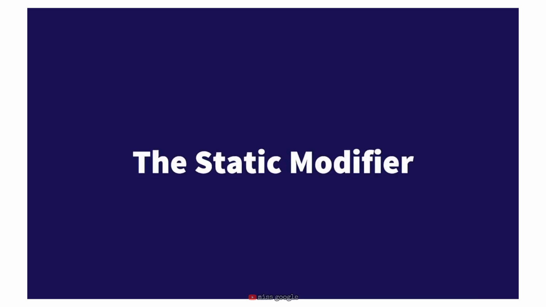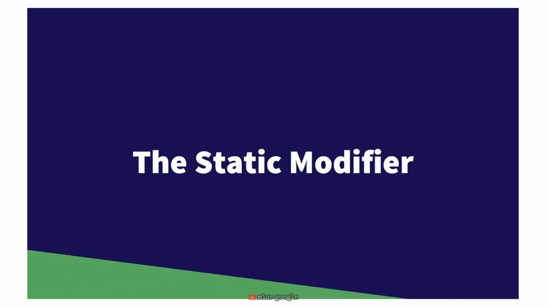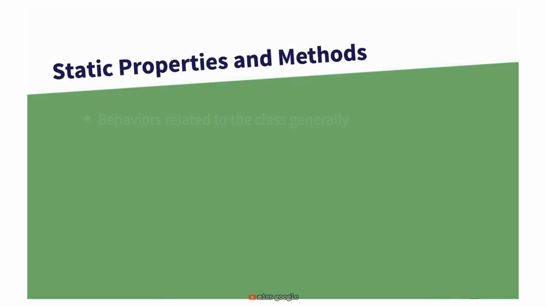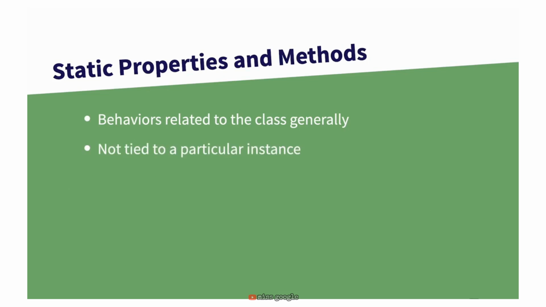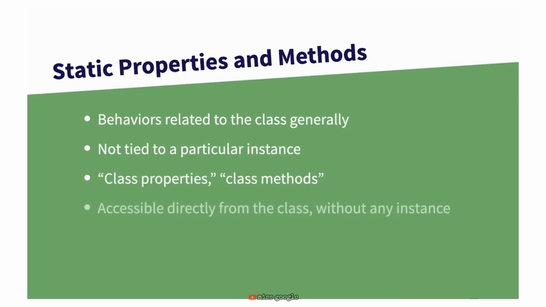In this chapter, we will learn about static properties and methods. Static properties and methods are for behaviors that are related to the class generally, or the class as a whole. These are behaviors that are not tied to any particular instance of the class. For this reason, they're often referred to as class properties or class methods. We're going to have access to them by calling them directly on the class without having to have an instance of the class first. In order to define them, we're going to use the keyword static.